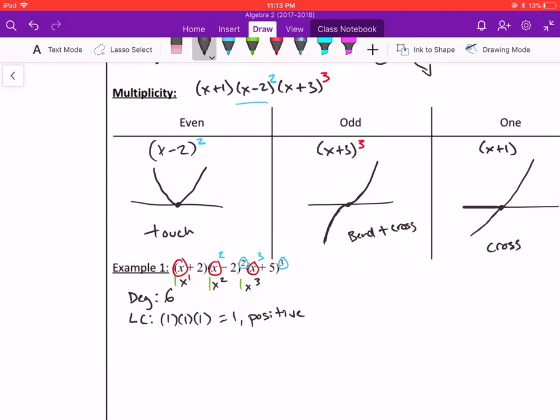So we know 2 things. The degree is even, so it's going to look something like this, even, but end up positive. Remember that, that's the end behavior. So we're going to start positive.